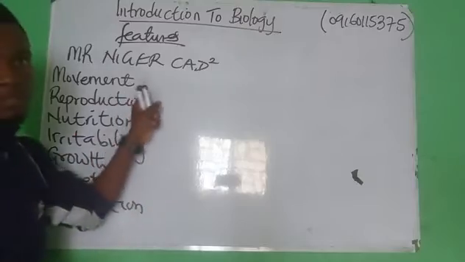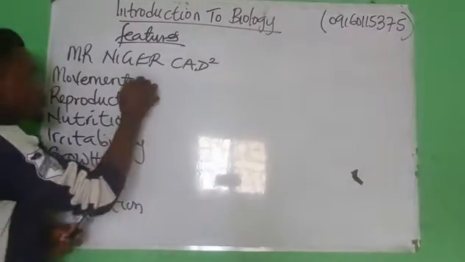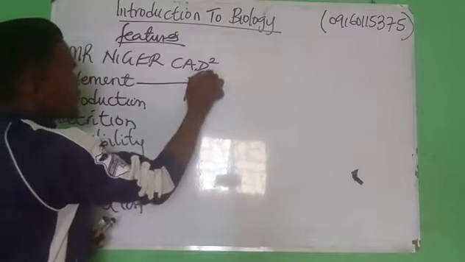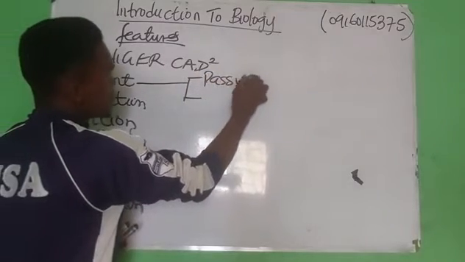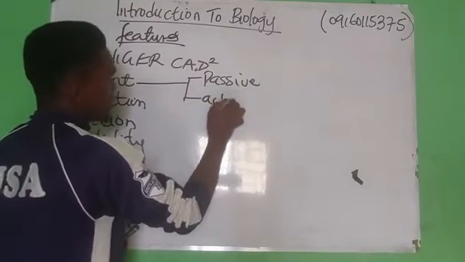Is what? Movement. We now have two types of movements. We have what we call passive movement, and we have this called active movement.